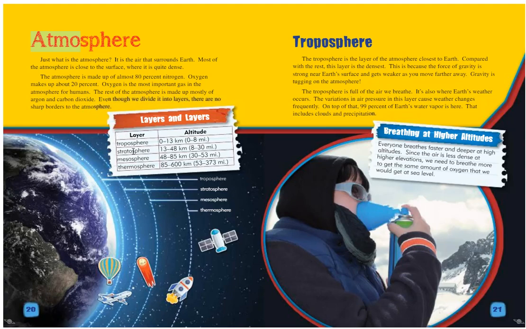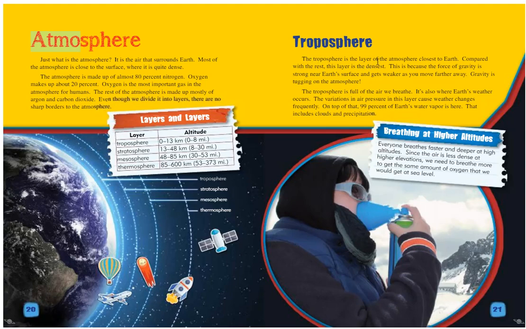So the layers of the atmosphere, 4 of them. There's the troposphere, which is where we live, the one closest to the planet. Stratosphere above that, then the mesosphere above that, and then the thermosphere above that. So the troposphere, the one closest to the planet, or closest to the surface of the planet.